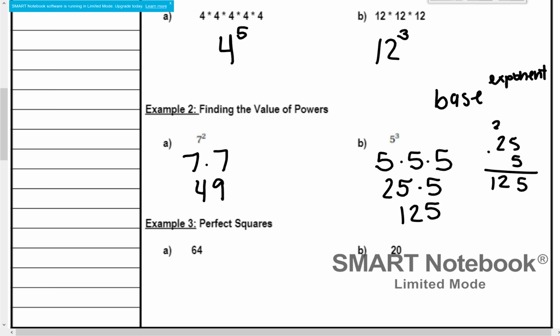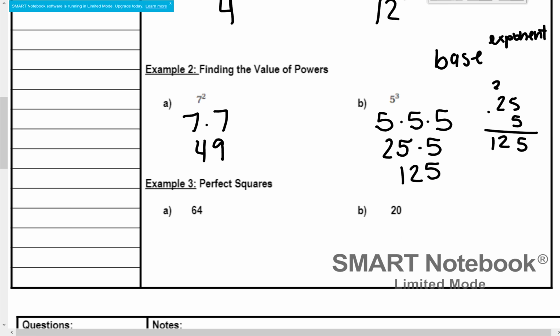Example 3 is talking about perfect squares. Remember, perfect squares are whole numbers like 1, 2, 3, 4, 5, 6, 7, 8, 9, 10, all the way on, multiplied by themselves. So what number times itself equals 64? Well, I know 5 times 5 is 25, so it's got to be bigger than 5 because 25 is too low. Oh yeah, 8 times 8 is 64. So if I know my facts, 8 times 8 is 64, this yes would be a perfect square.